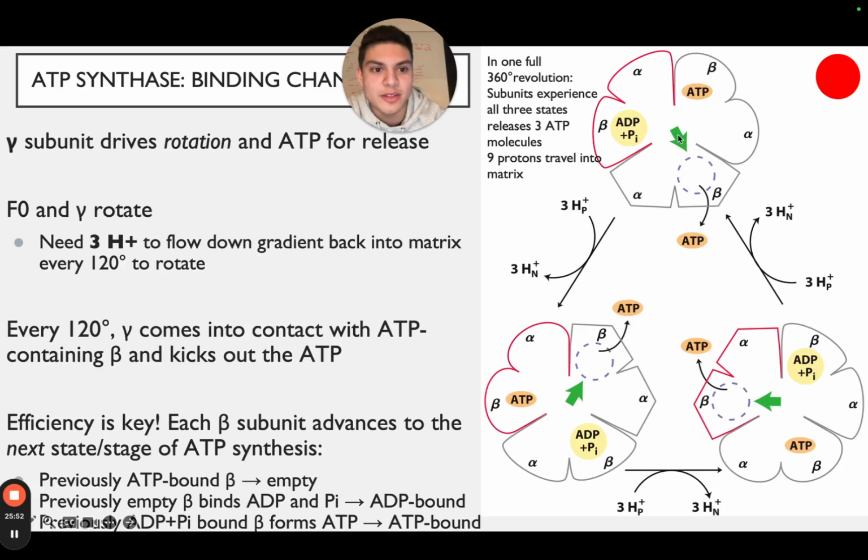When it goes from this beta subunit to this one, it's going to basically force it out. And then efficiency is key, as I mentioned before. Don't need to go over that. And I want to emphasize this. We need 3 protons to flow down the gradient back into the matrix. That's what we need to power the rotor. That's exactly the energy that it takes to form our 1 ATP. So something to keep in mind.